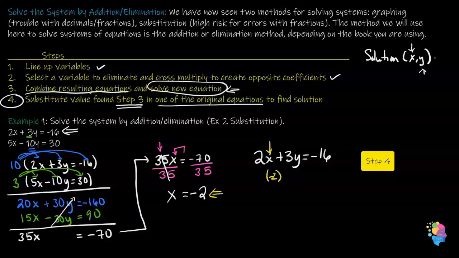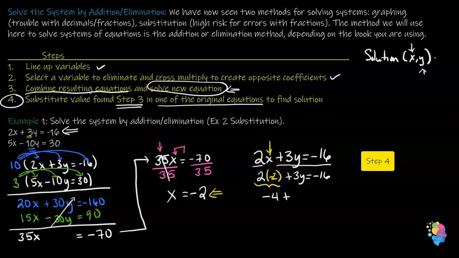I bring down the rest. I have a multiplication by 2 before the x, and then I have all of this after. So let's multiply. 2 times negative 2 would be negative 4, plus 3y is equal to negative 16. We need to solve this equation. So I notice that my y value is again on the left and is being multiplied by 3, and it has that subtraction by 4.